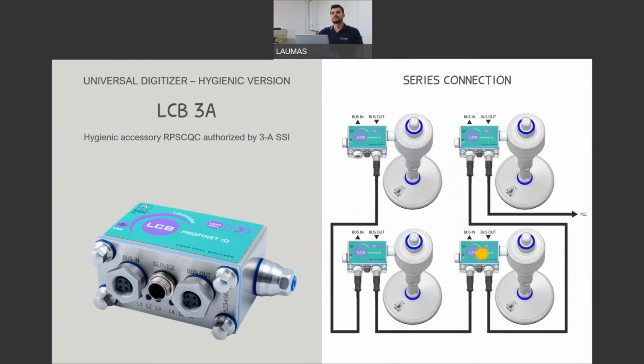In this slide, you can see what I said before. Thanks to the 2 field bus connectors, you can have a system with 4 LCBs, 4 load cells connected in series, just going through them with one cable. And in this way, you have a complete hygienic and digital weighing system.